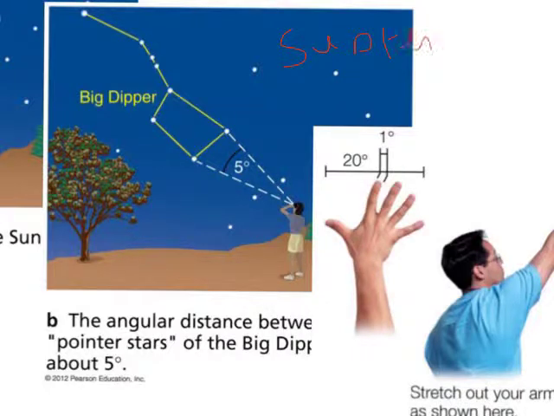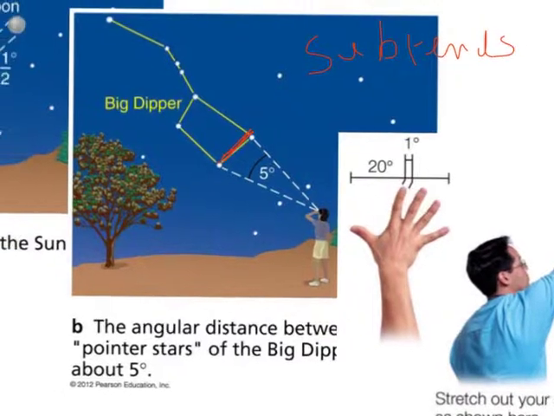Subtends. Okay? So we would say that the distance between these, or maybe not, is 5 degrees. I think subtends is reserved for this. Let me show you one more figure from your textbook.